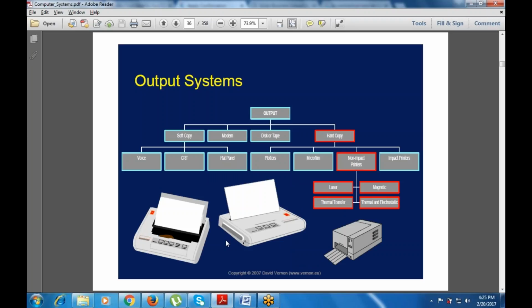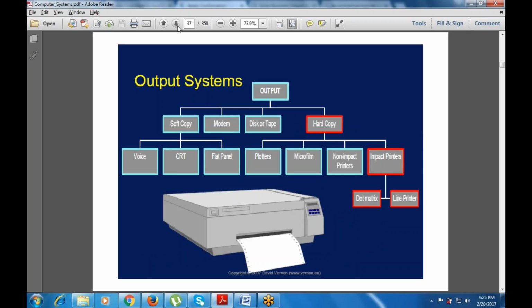So again the hard copy, that is a non-impact printer, that is again divided into four parts. One is a laser printer, one is a thermal transfer, one is a thermal and electrostatic transfer, one is a magnetic transfer. Then the impact printer is again divided into two parts. One is the dot matrix printer, that is available in the government offices. One is a line printer that we are using.